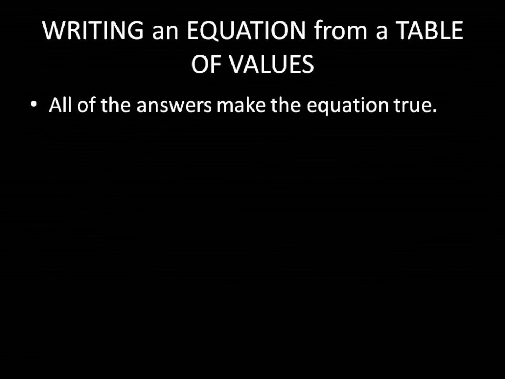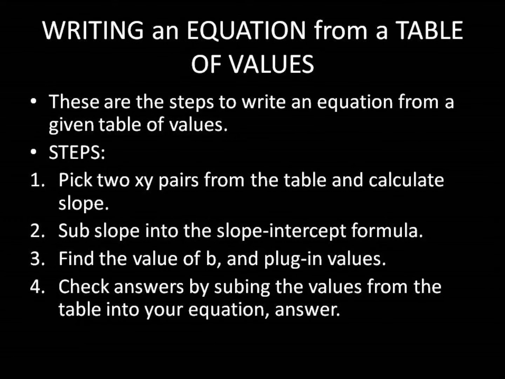So our steps to writing an equation from a table of values: Step 1. Pick two xy pairs from the table and calculate slope. Step 2. Sub the slope into the slope-intercept formula. Step 3. Find the value of b and plug in the values. Check your answers by subbing the values from the table into your equation. Your answer has to be true with all of the xy coordinates.